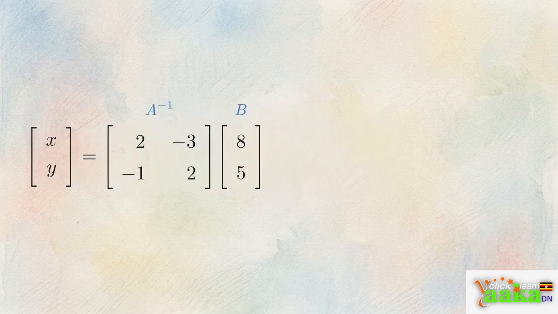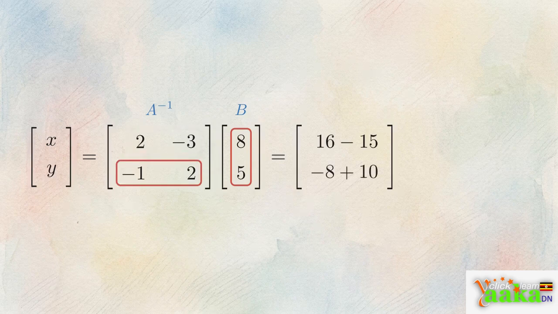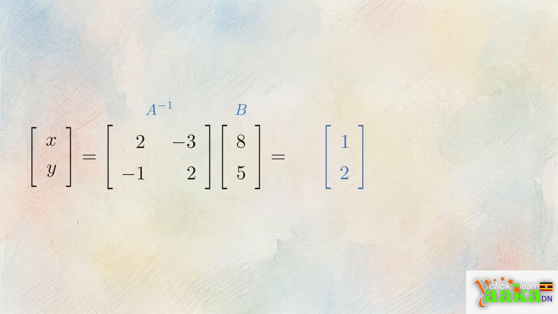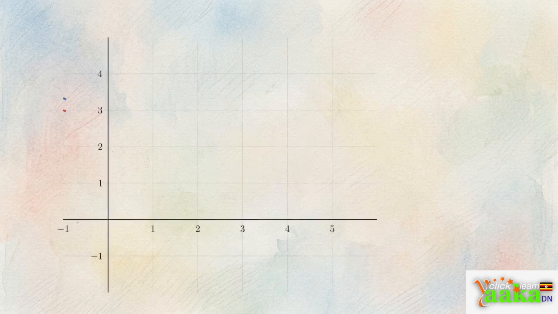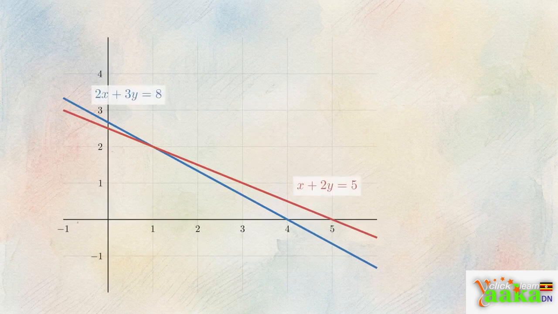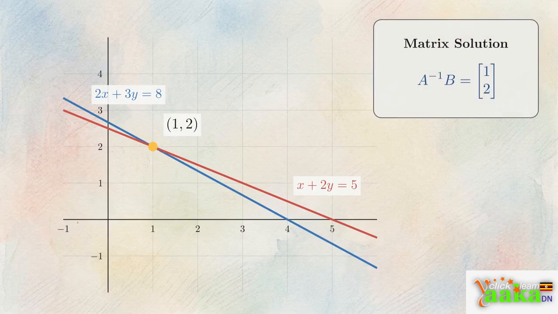Let's process the calculation. We multiply the top row of the inverse by the constants to get 16 minus 15. We then repeat the process for the second row. The final resulting vector contains the numbers 1 and 2. These results correspond directly to our unknowns, x equals 1 and y equals 2. On a coordinate plane, these values represent the exact point where 2 lines cross. By using matrices, we have found the single coordinate that satisfies both equations simultaneously.